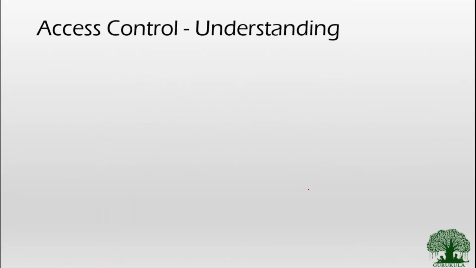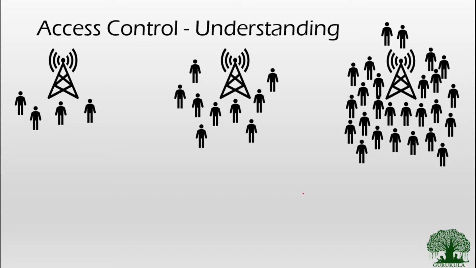First of all, we will understand what access control is. We will pop up three different figures to help you understand why an access control mechanism is really important in a network scenario. These three figures define why access control is required. In the first case, you can see very few people simultaneously accessing the radio network. In the second case there are a moderate number of people, and in the third case there are many people accessing the radio network at the same time.